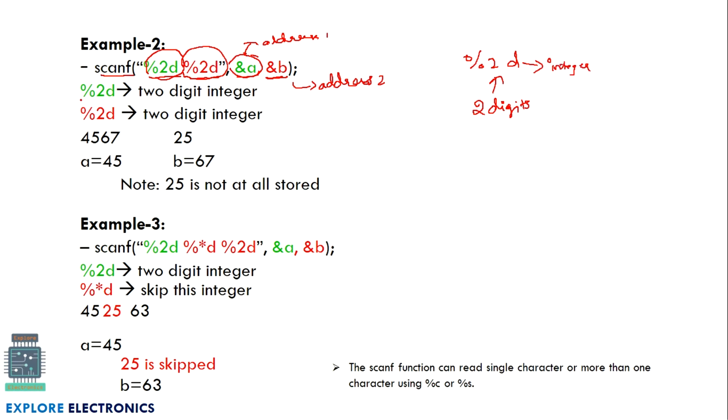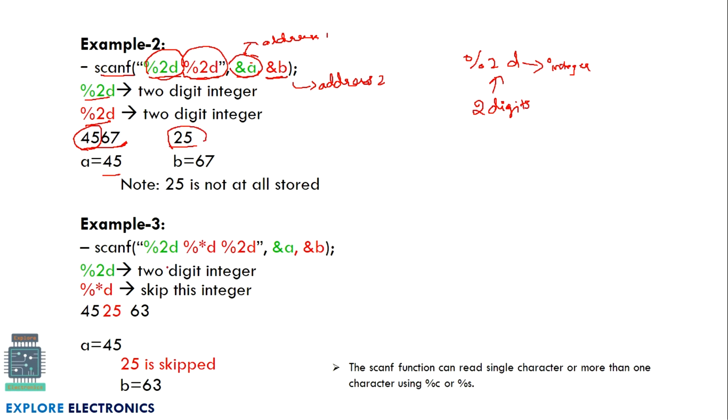So this is how we are formatting the inputs, correct? And suppose we give input of 4 digits. Since we have given 2d, it is going to take only 2 digits of this input. So now a will have value 45 and b will have value 67, and this 25 will not be considered because we have already mentioned that a and b both will have only 2 digits of integer. So if you enter 4 digits and then again 2 digits, this will not be considered. Only these 2 will be split into a and b.